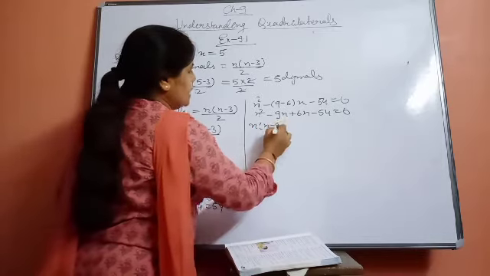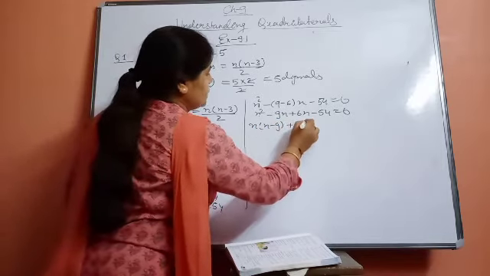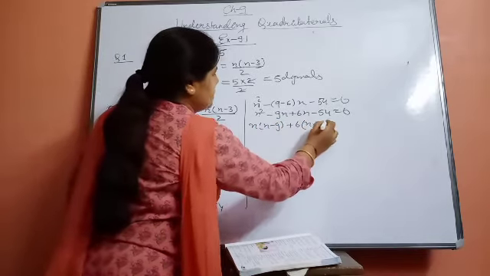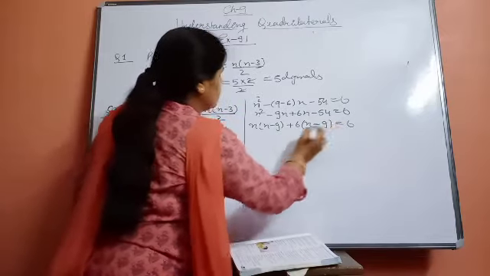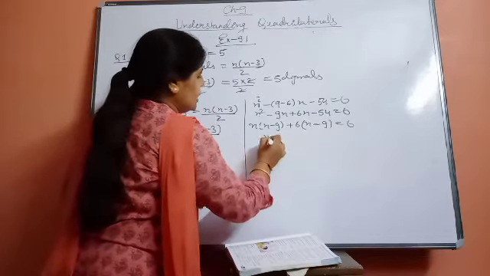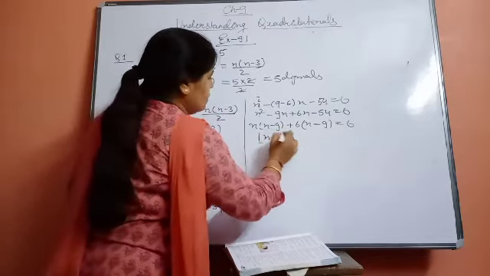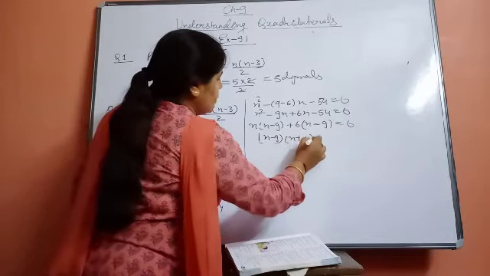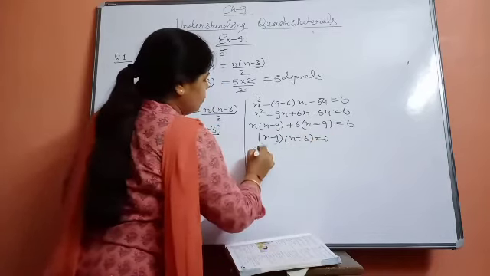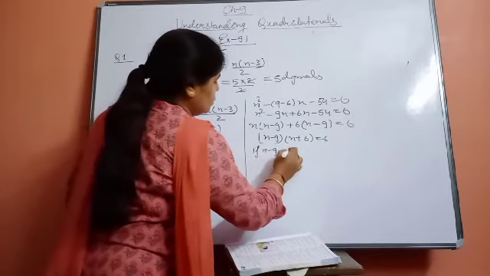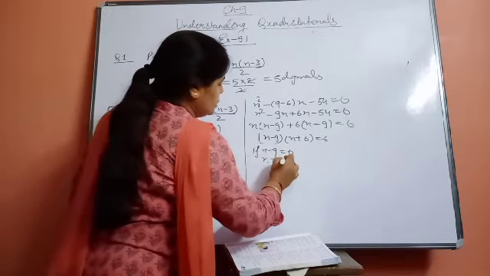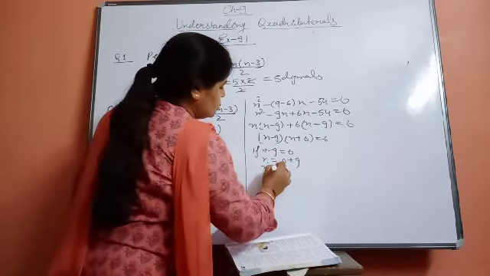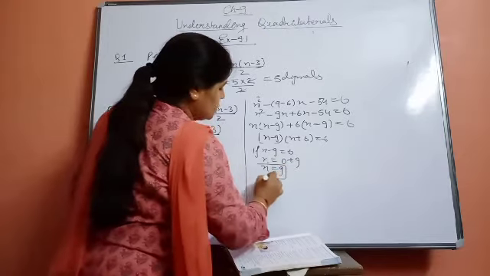N minus 9 plus 6, and 6 nines are 54, is equal to 0. So n minus 9 will again come out as common. So what will remain? N plus 6. Okay. So if we take n minus 9 is equal to 0, then n is equal to 0 plus 9. So n is equal to 9 diagonals are possible.